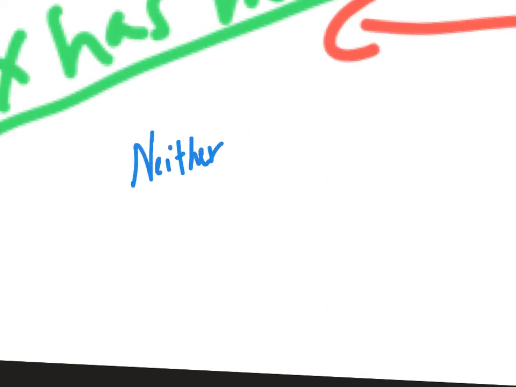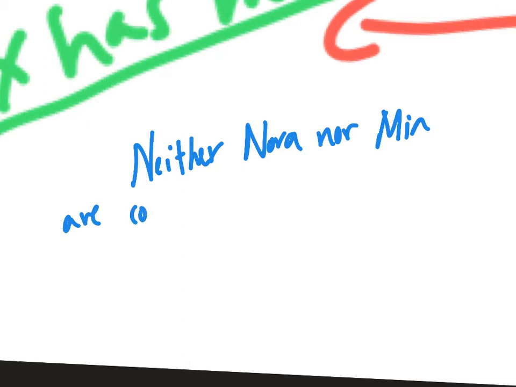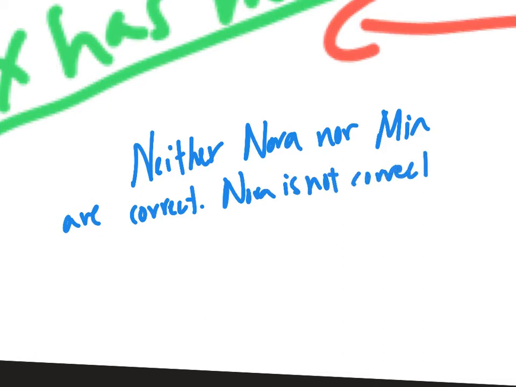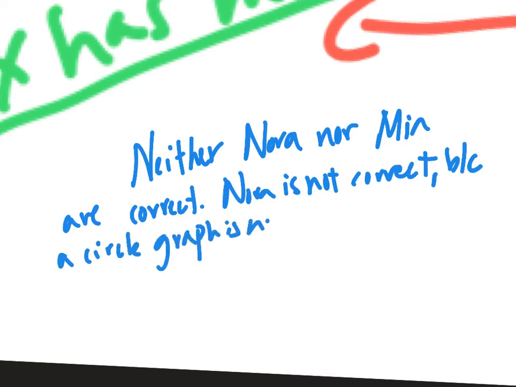Neither Nora nor Mia are correct. Nora is not correct because she said that it was a function, and we just proved that it wasn't a function, right? So because a circle graph is not a function, because it doesn't pass the vertical line test.